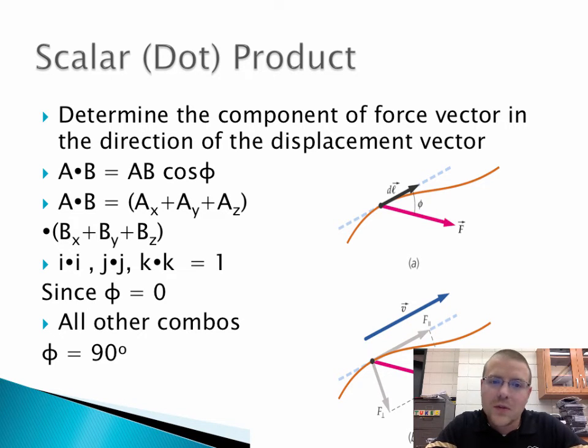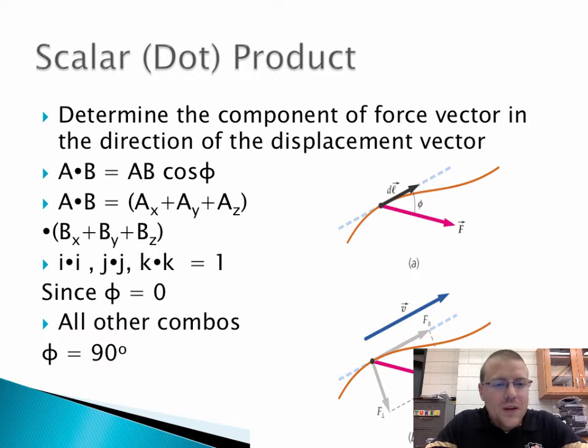So a couple rules that you have to follow here. What we're trying to do is determine the amount of force in the direction of a displacement, or it could be any vector in the direction of another vector. And I'll show you what I mean by that. The way we write it is A dot B, or you take the magnitude of vector A and you multiply by the magnitude of vector B, and you multiply that by the cosine of phi. Phi is the angle between vector A and B.